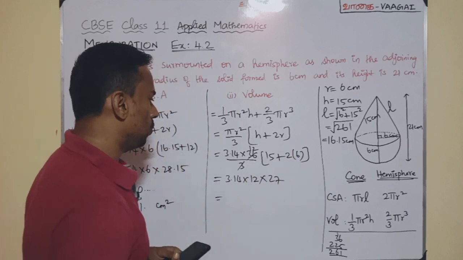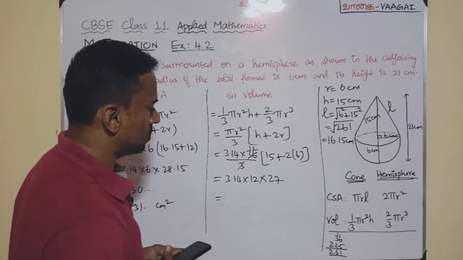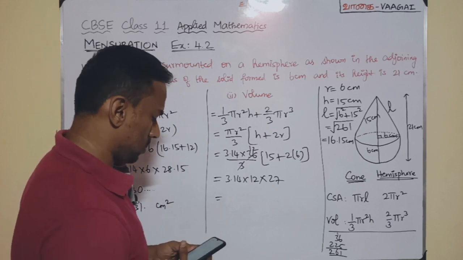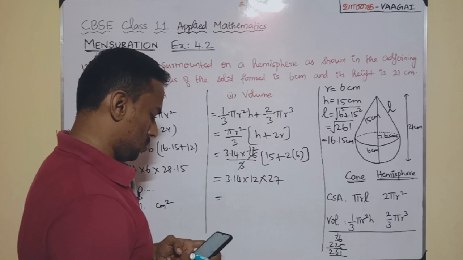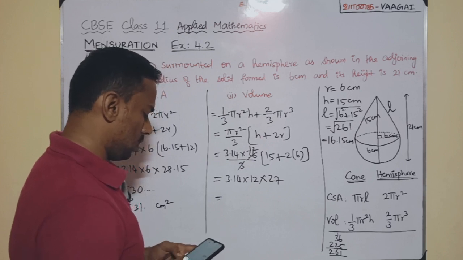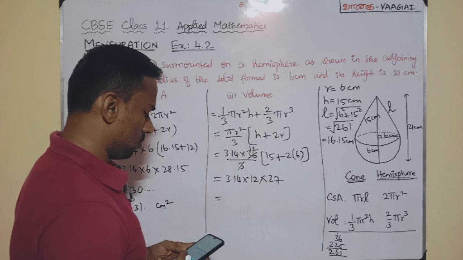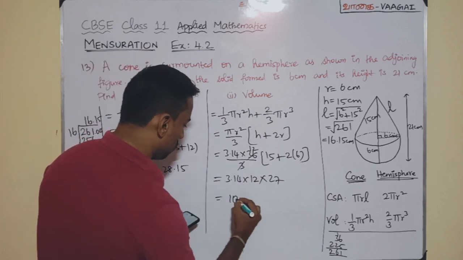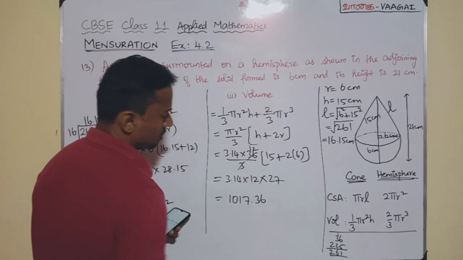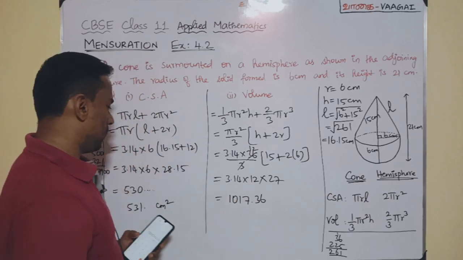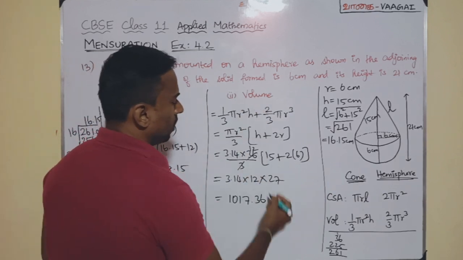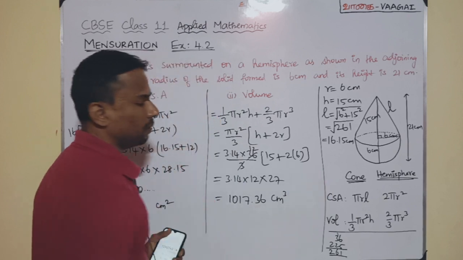So now when I do it, I will be getting my answer as, let me complete it and see what happens. So this will be 12 into 27 into 3.14. So I'm getting my answer around 1017.36, the approximate answer. And here we are finding the volume. This will be centimeter cubes.